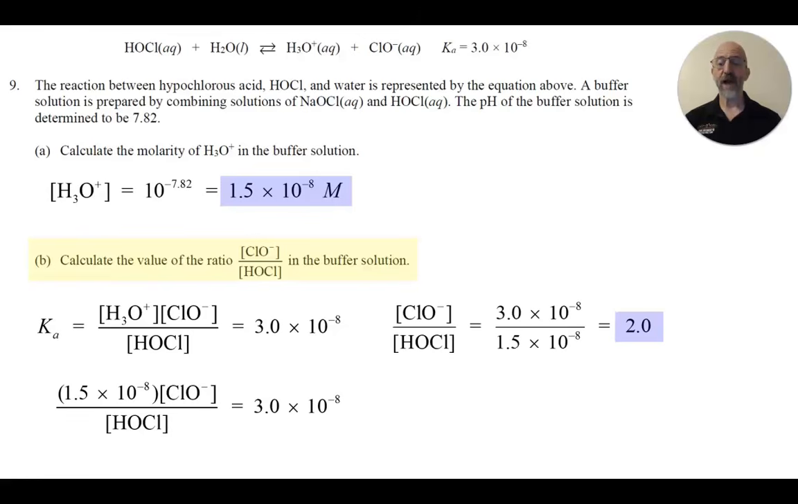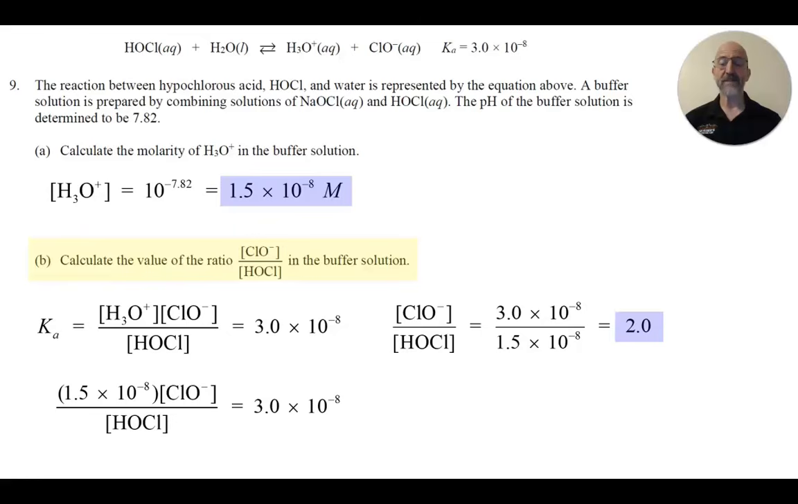So when I do that math, I get that the ratio of concentration of ClO- over concentration of HOCl is equal to what is essentially 3.0 divided by 1.5, because they have the same power of 10 to the negative 8. And so I get a ratio of 2. That's a very simple answer, but that is my answer to part B.